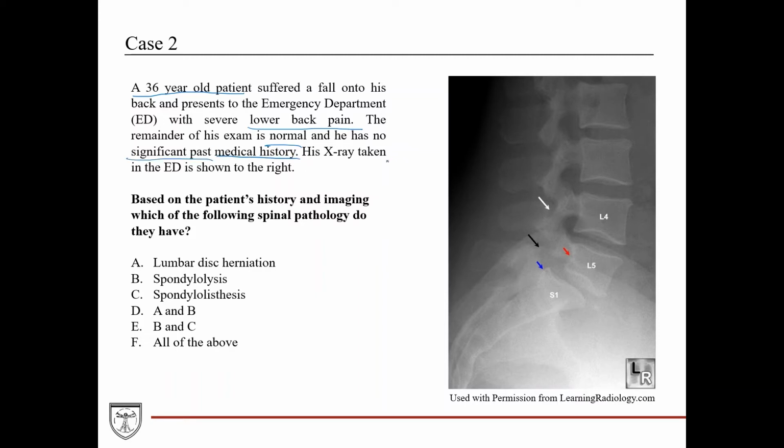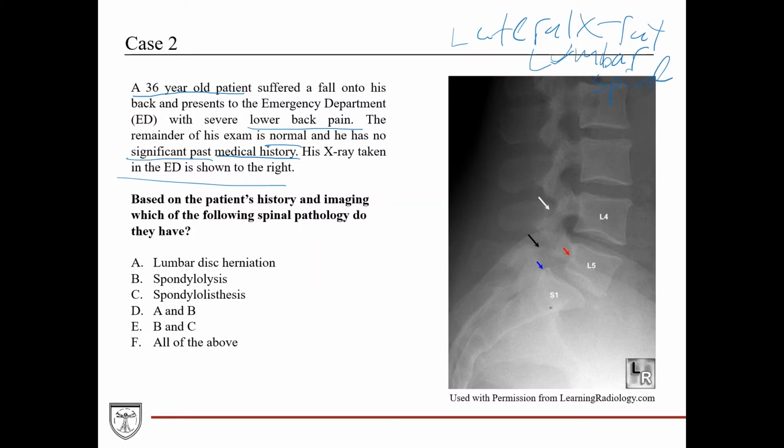His x-ray is taken in the ED and then shown to the right. So again, in the spirit of this lecture, we're going to focus on the radiology images. So again, when you look at a radiology image, you want to first define what you're looking at. So this is a lateral x-ray of the lumbar spine. You may also hear it referred to as the L-spine.